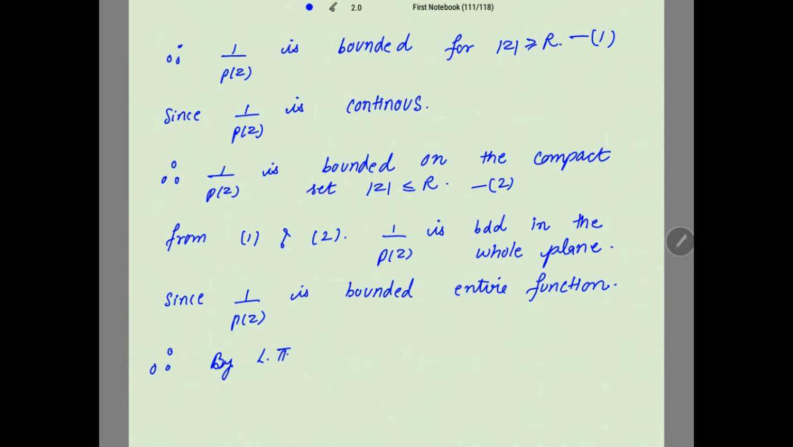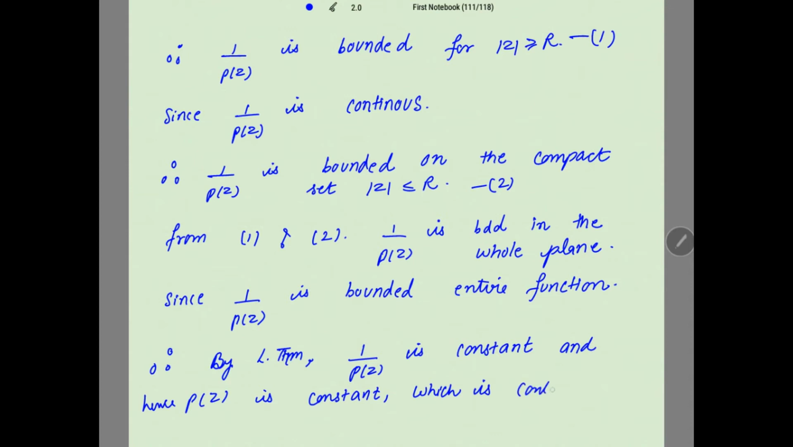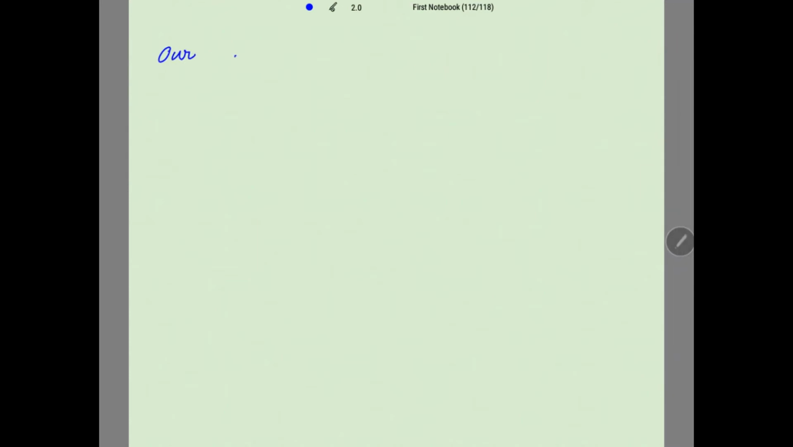I'm right, only by Liouville's theorem: 1 over p(z) is constant and hence p(z) is also constant, which is a contradiction. That means our supposition was wrong. What is our supposition? That p(z) never vanishes. So this supposition was wrong. It should vanish for at least one point.